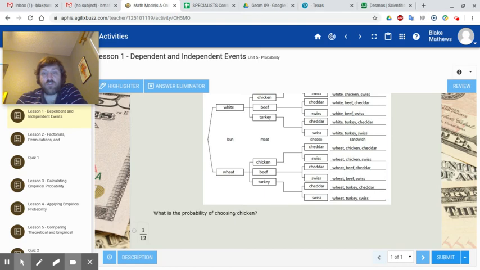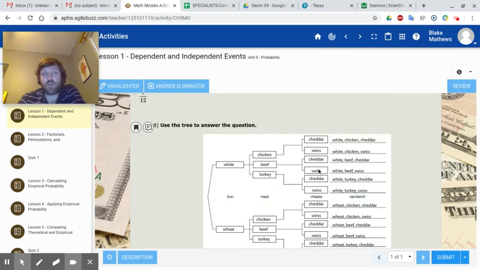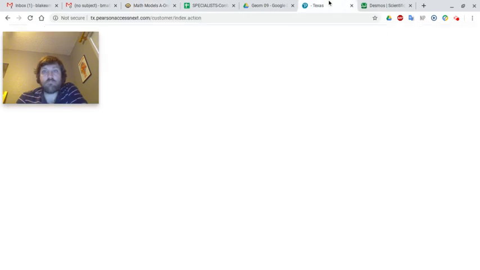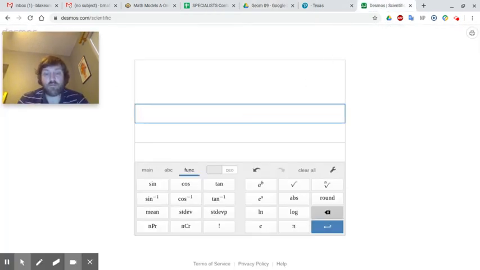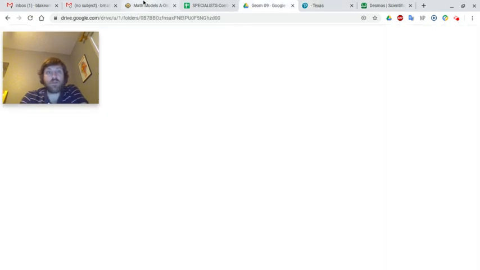What's the probability of choosing chicken? In other words, how many of the options are chicken? And then that's out of the total. And then you need to reduce the fraction if it can be reduced. So let's say, as an example, I got 3 out of 12. Well, I would need to put 1/4 as my answer. Or if I got 6 out of 12, I would need to put 1/2 as my answer. And I'm just using the Desmos scientific calculator. I'll put a link in the video. Again, to make that reduce.